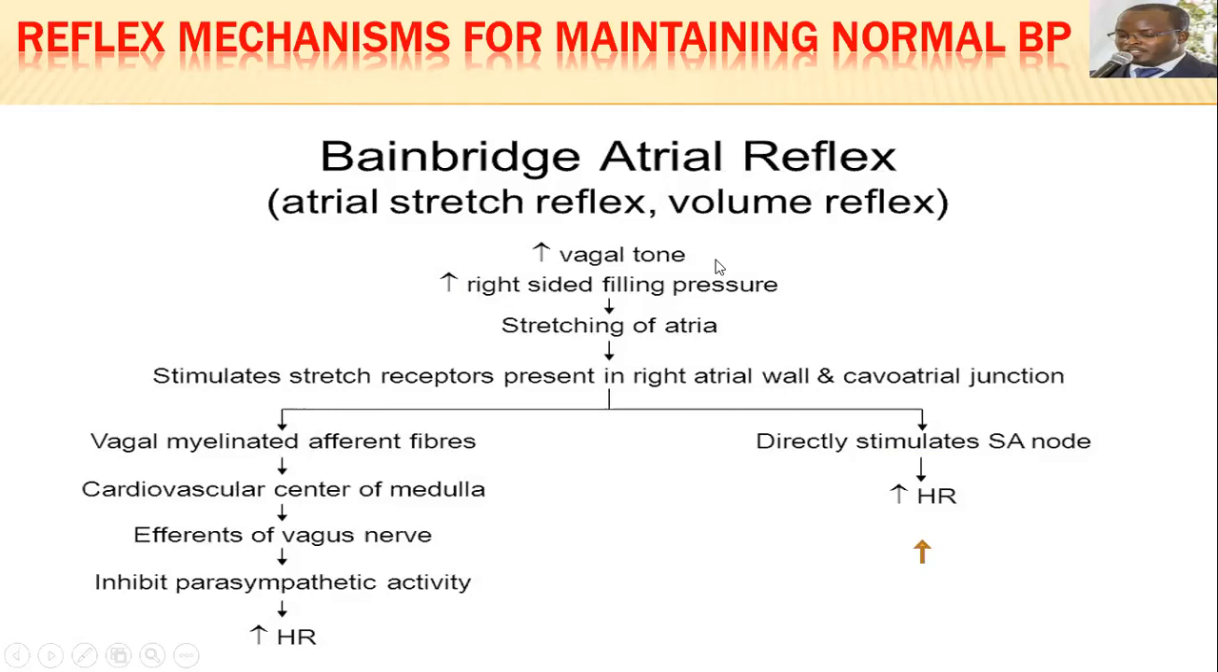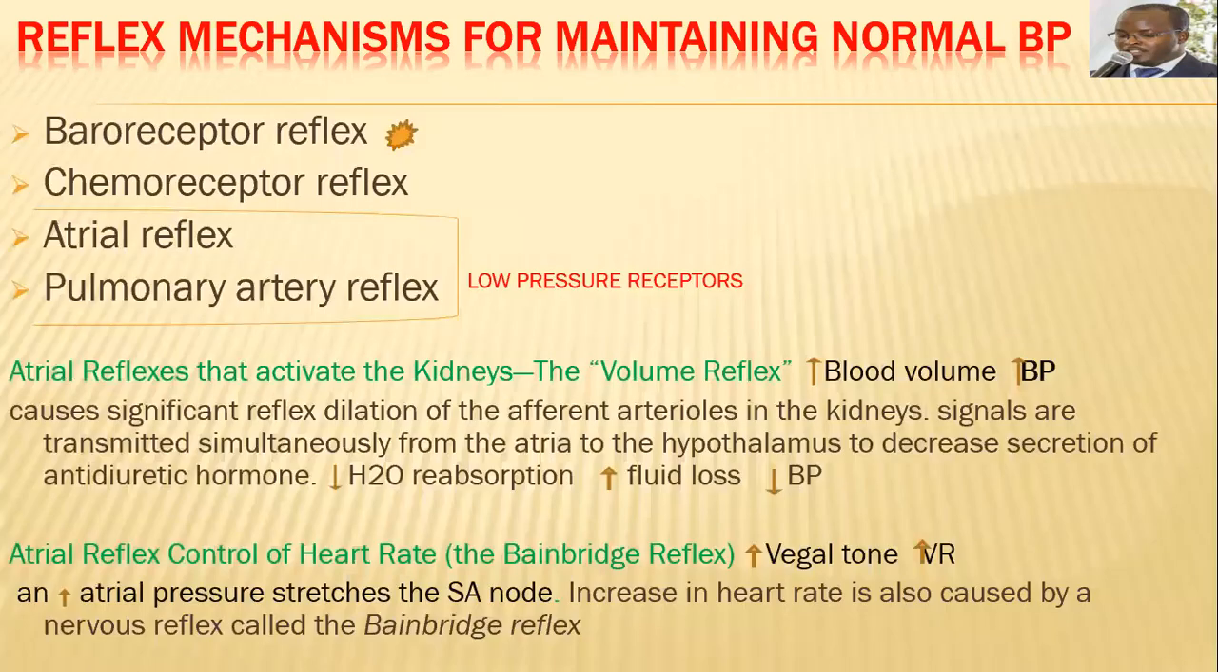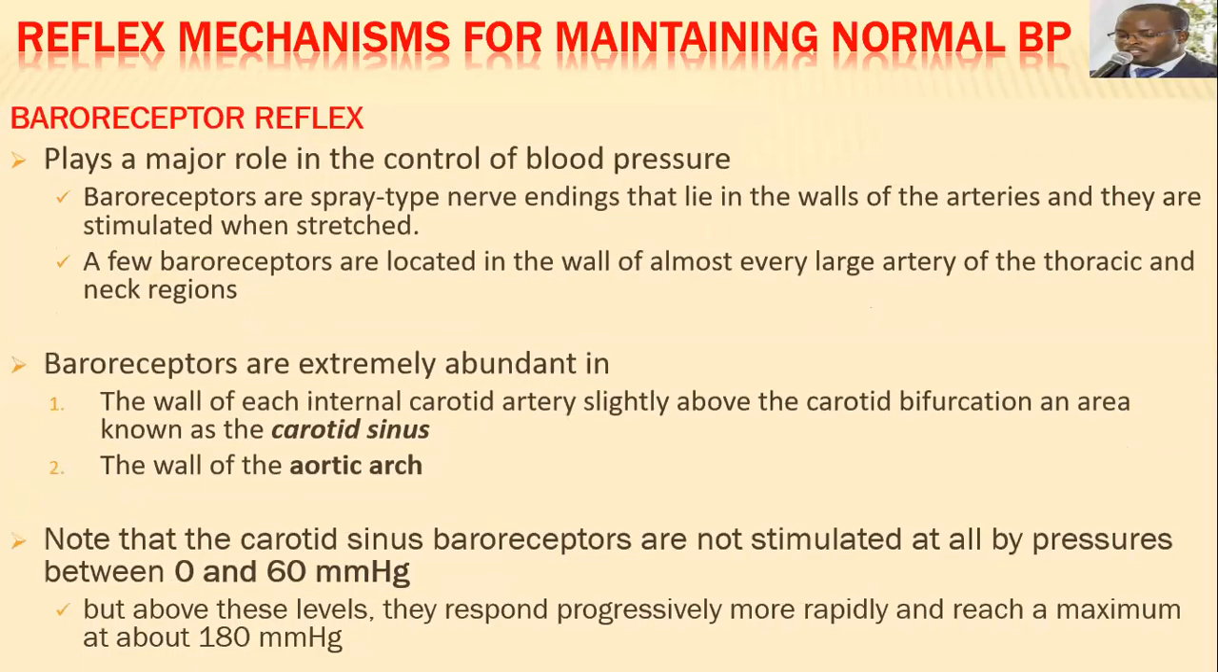So once the atria is stretched, the heart rate will increase to some extent. Then let's go to the most important ones, the baroreceptor reflex and the chemoreceptor reflex, starting with the baroreceptor reflex. So the baroreceptor reflex, like I said, is the major reflex that is involved in control of blood pressure. So it's the neural control of blood pressure.